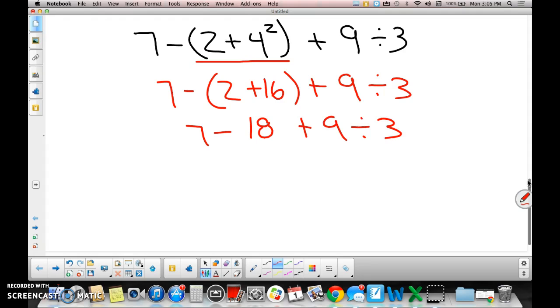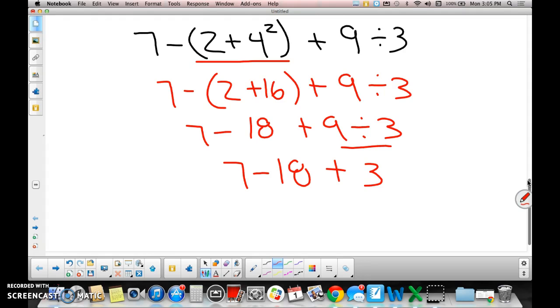Parentheses are gone. Exponents are gone. Multiplication and division is next. There is no multiplication, but there is division. 9 divided by 3 is 3. Again, rewrite the problem. 7 minus 18 plus 3. Subtraction and addition is all we have left, so we work left to right.